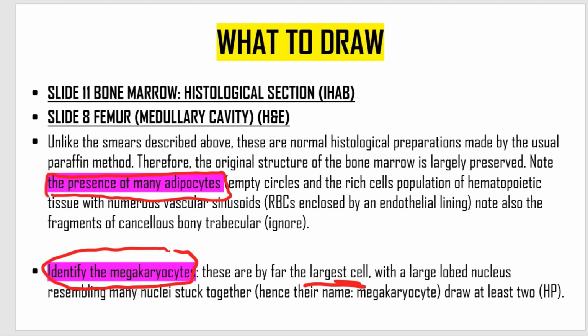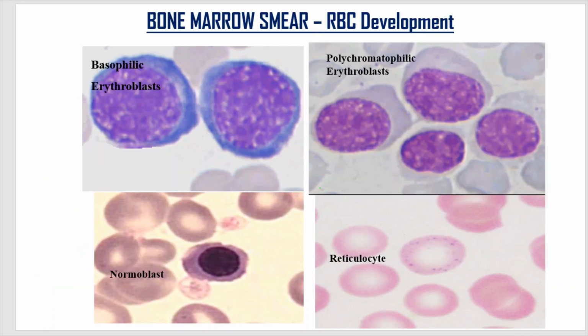Let's look at these cells under the histological slides. So this is the erythroblast. The erythroblast is the immature red blood cell. As you can see, it has a very dark stained, very big nucleus inside that is almost covering the entire cell. So draw 1, 2 erythroblasts.